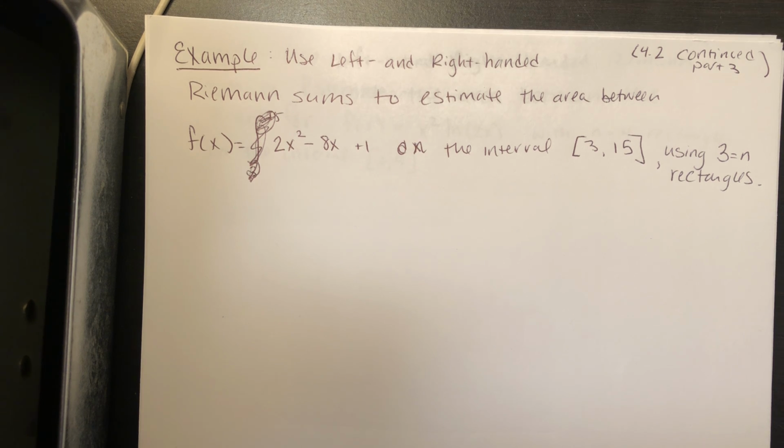Now, I could maybe try to start by sketching this curve, but I don't have any idea what this looks like. And maybe you do. You could probably put it on a computer or something, but you don't really need to know what the curve looks like to compute these Riemann sums. So let's just first consider the fact that n is equal to 3.